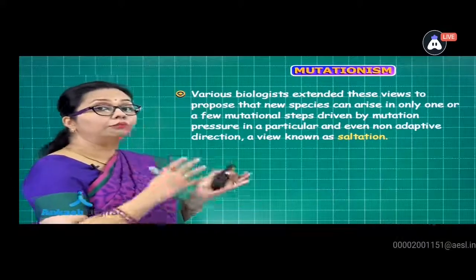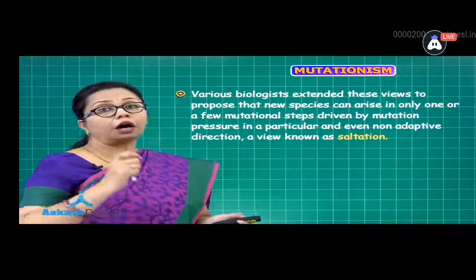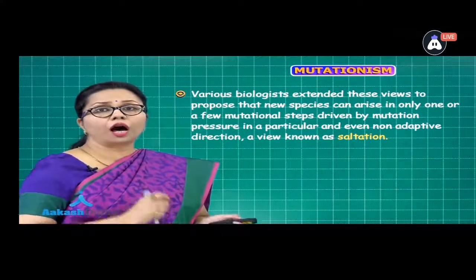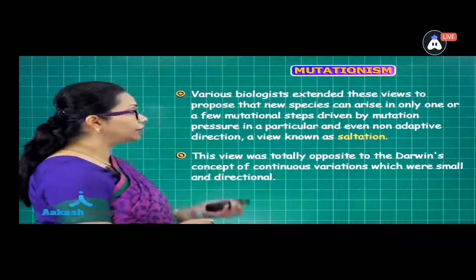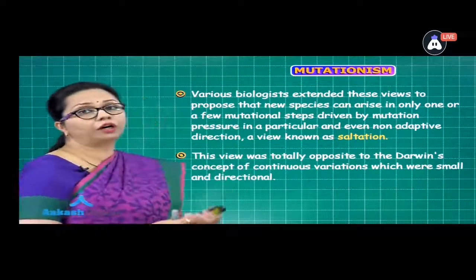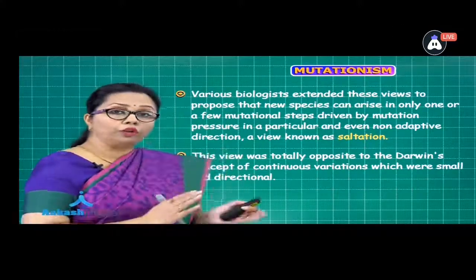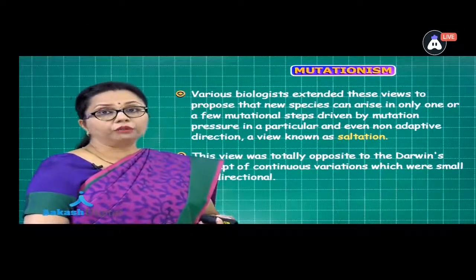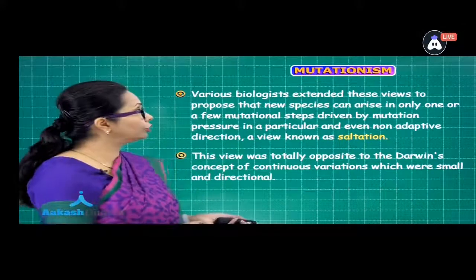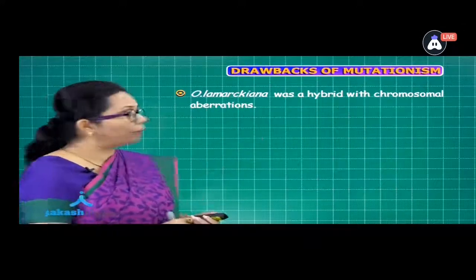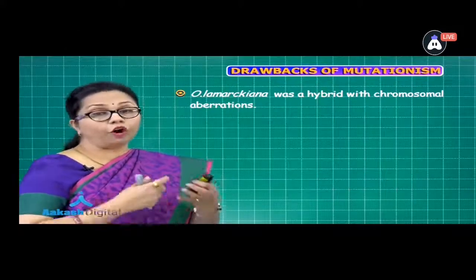So with this mutation theory, or mutationism, we have found that the ultimate source of variations are mutations. And this is totally opposite to Darwin's concept of continuous variation, which was small and directional, right? So even though we have got the source of variation, there are still certain flaws, certain drawbacks to mutation theory also.